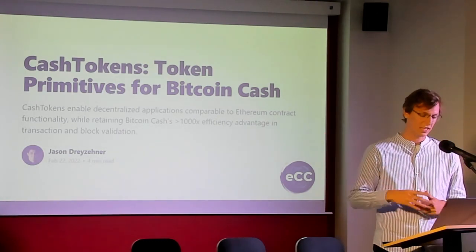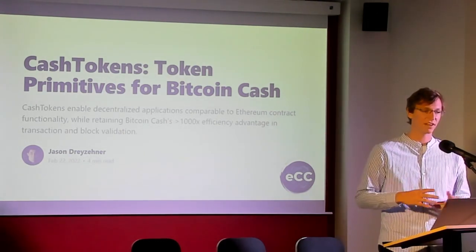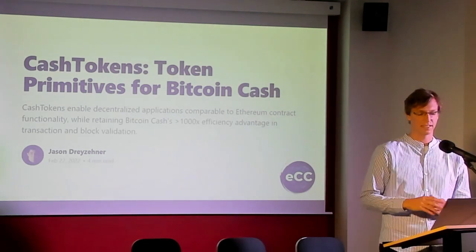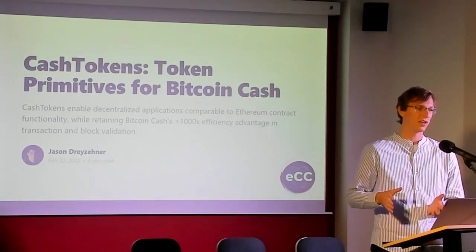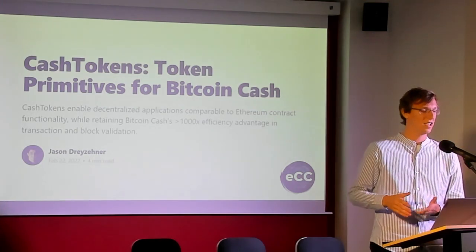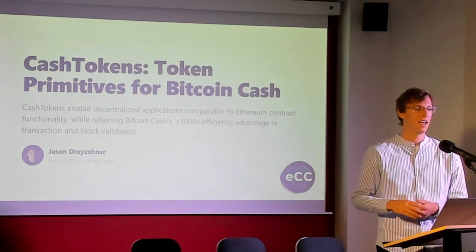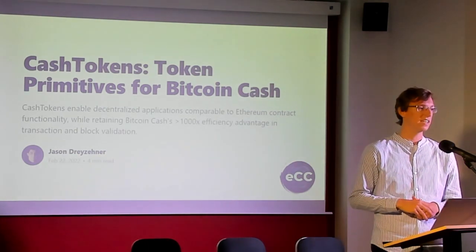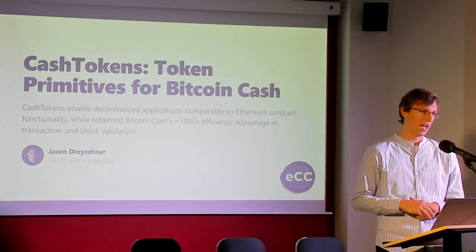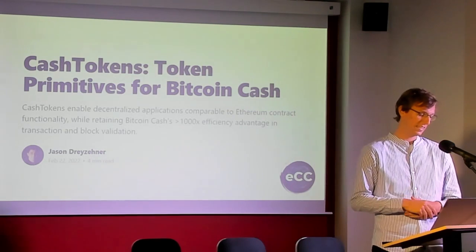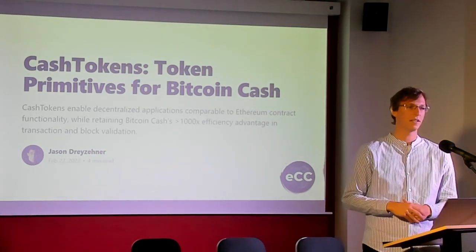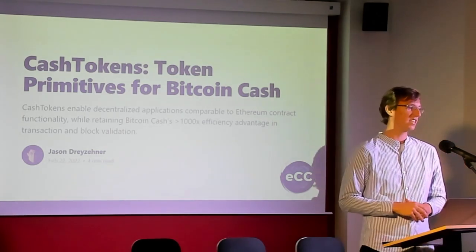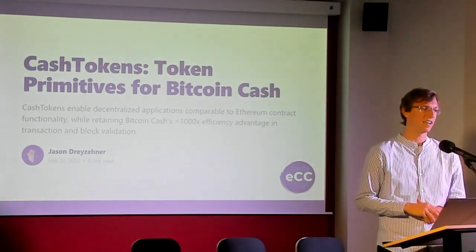So we take inspiration from Ethereum, although it works very differently. Ethereum uses an account model and global state, whereas in Bitcoin Cash and the Bitcoin family generally, we use UTXOs and local state. So there's no concept of global state, only the transaction level data is the state. And then the big advantage that Bitcoin Cash has compared to Ethereum is the 1000x efficiency advantage in block and transaction validation.